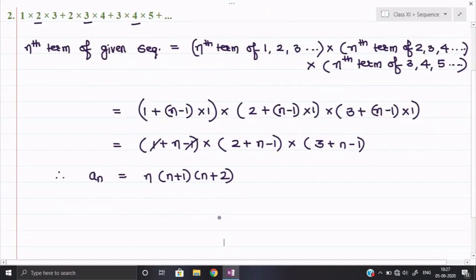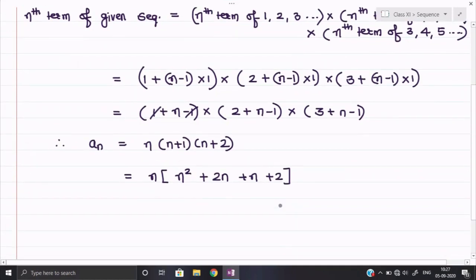Now as you know that to proceed further we need to multiply this one first. So n I am keeping outside. First I am multiplying n plus 1 and n plus 2. So that will be n square plus 2n plus n plus 2. 2n plus n will become 3n, and n also I am multiplying from the outside. This will be n square and n.